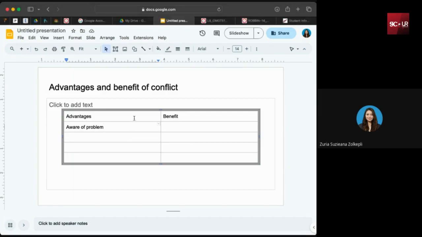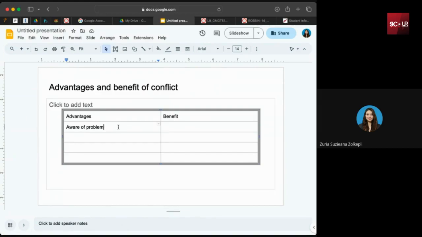So let's say we have a conflict, how do we turn it into an advantage or a benefit? Because if there is conflict, it means that we are aware of a problem. There is something that we need to settle. There is a disagreement, so we have to take a look at it. Maybe this disagreement comes from a problem, maybe a root problem.